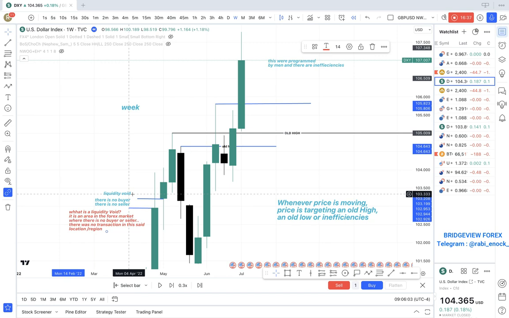Take your pen and paper. Anytime you open your market, you look for a liquidity void. This week, has there been a void created? Or today, has there been a void created? This is a liquidity void. And then we are going to talk about fair value.